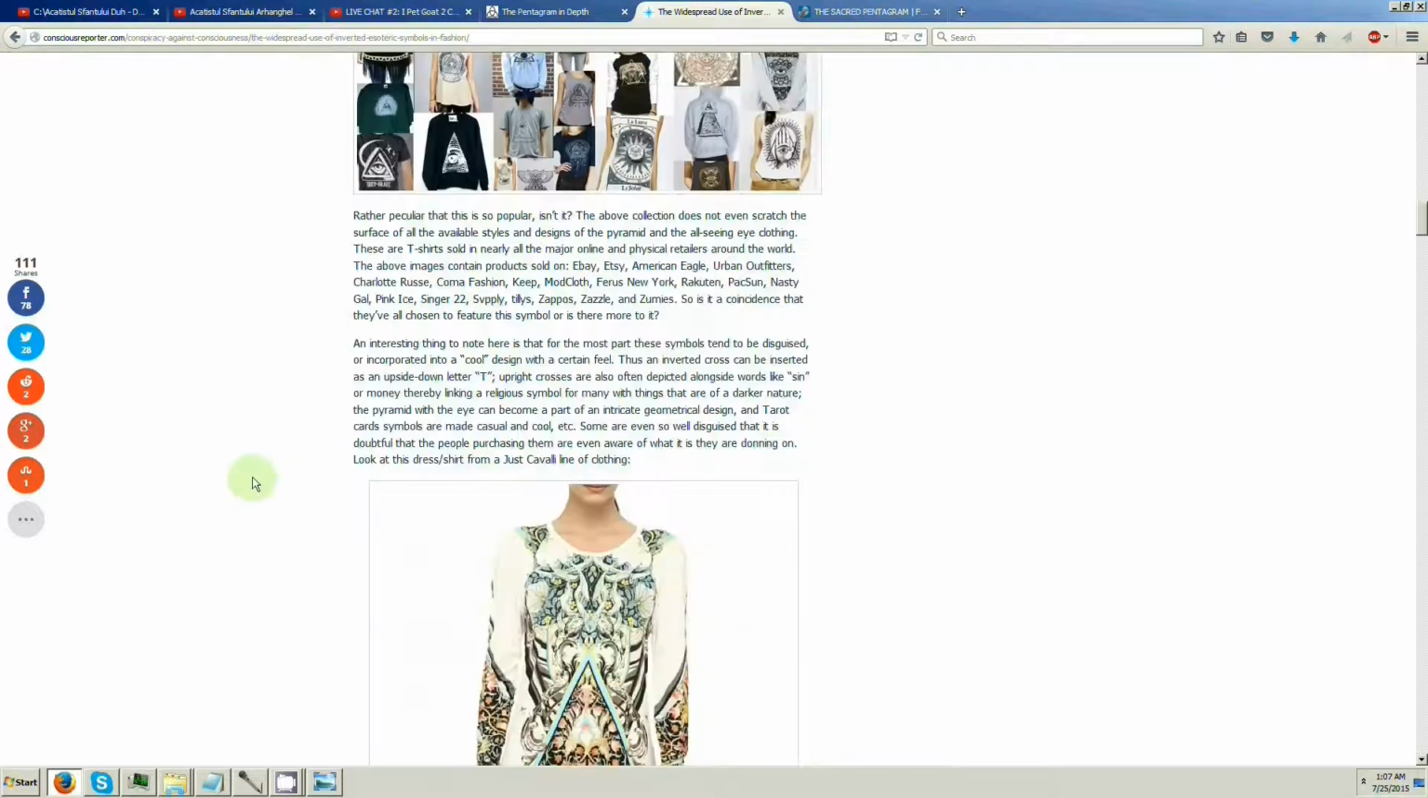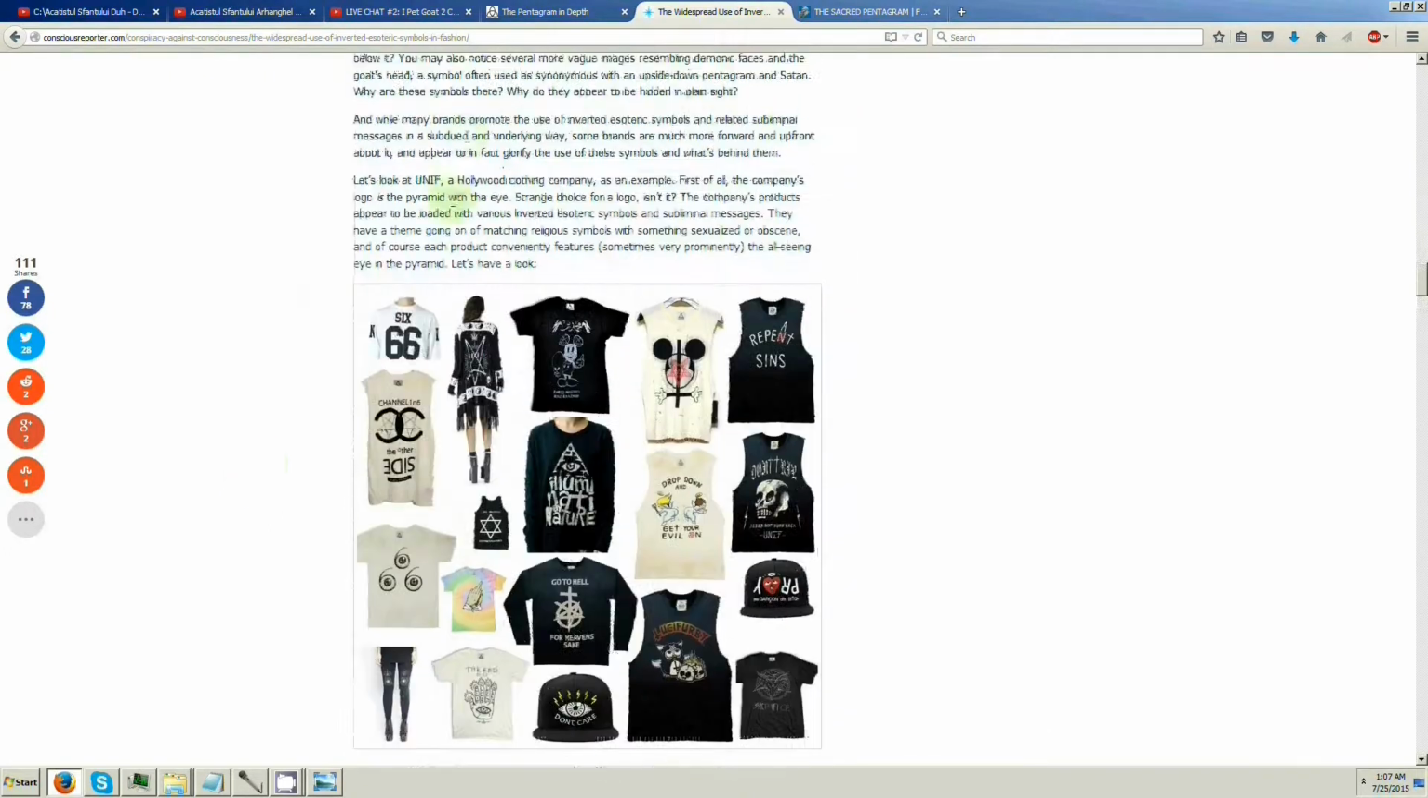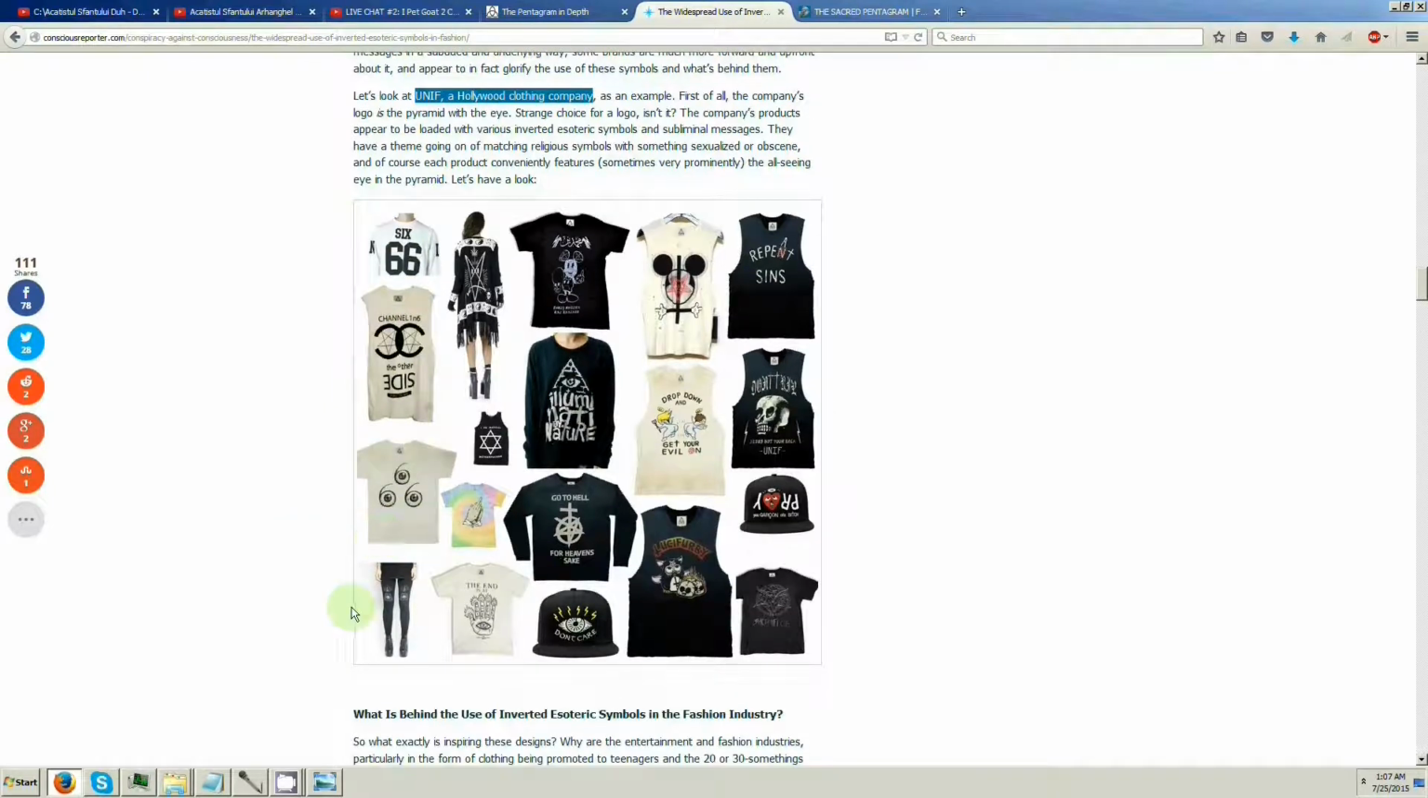This is lightweight. Let's take a look at more blatant symbolism. Here, the UNIF, Hollywood clothing company, uses satanic symbolism. As you can see, the inverted cross, the inverted pentagram, encouraging to repeat sins, 666, the eyes, Lucifer, "don't care", promoting ignorance and indifference.